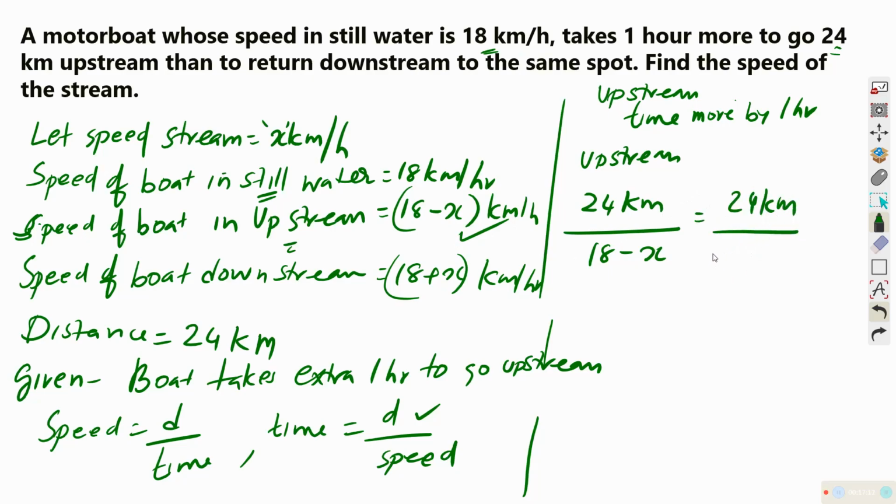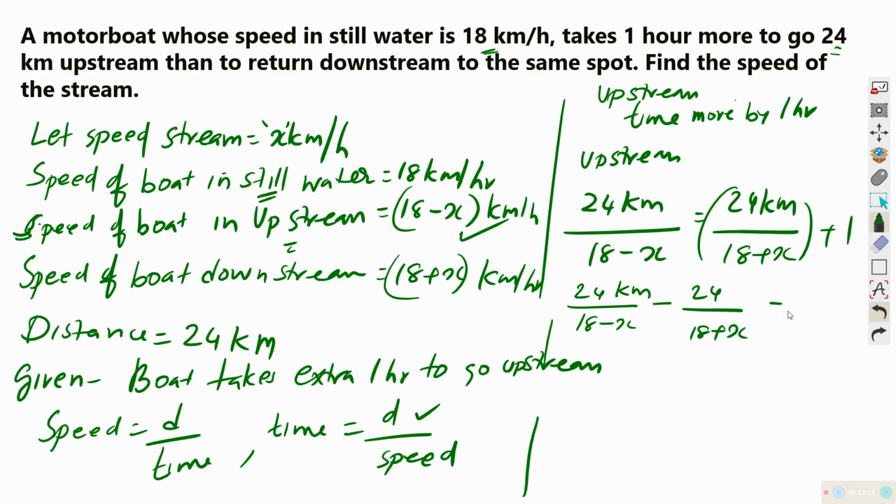So let us calculate that of downstream. The distance is the same, but the speed is 18 plus x, and plus 1 hour will be equal to the time taken for upstream. This is the equation we have. Write it in such a way that 24 km upon 18 minus x, which is the time taken for upstream, minus 24 km upon 18 plus x, time taken for downstream, the difference will be equal to 1. We will solve the left hand side with the help of the a minus b, a plus b concept, where it is a square minus b square.